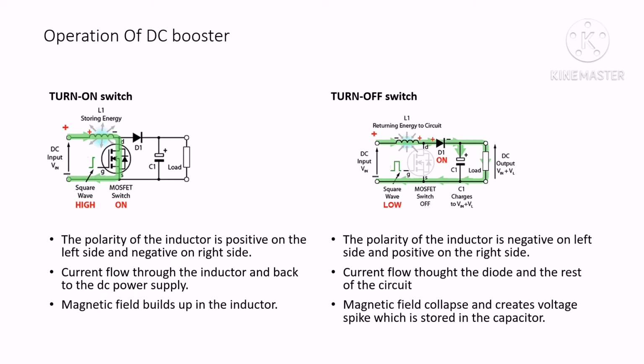When the switch is off, current can no longer flow through the switch. It flows through the diode, the capacitor and the load, and back to the DC voltage supply again. While the switch is turned off, the polarity of the inductor is negative on the left side and positive on the right side. The inductor, which was charged initially, then returns the energy to the circuit. The magnetic field collapses and creates a voltage spike which is stored in the capacitor.